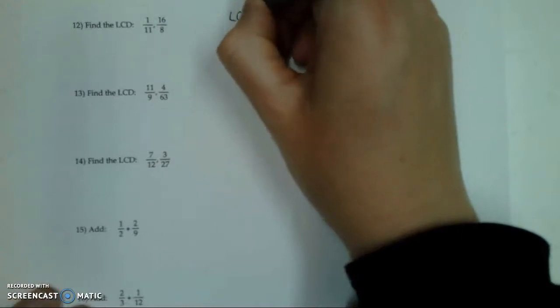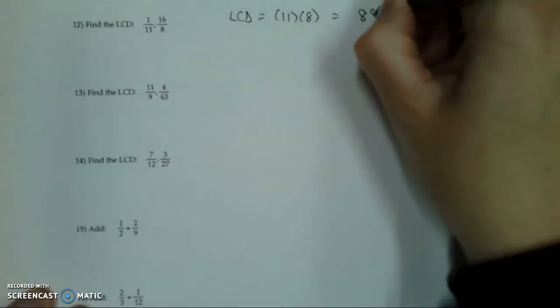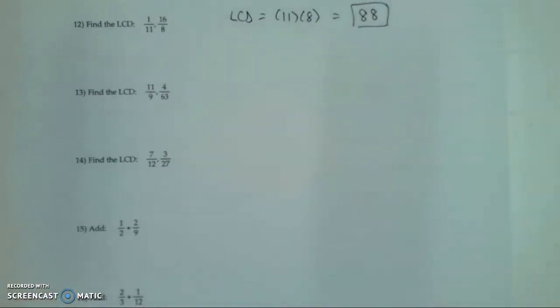Now, if the denominators are different, we have to find the LCD, which stands for least common denominator. It's easiest when those two denominators have nothing in common. So here, 11 and 8, my two denominators have nothing in common, so my LCD is their product, which in this case is 88. I'm not going to bother to write it in a fraction. I'm just going to go ahead and write down that LCD.